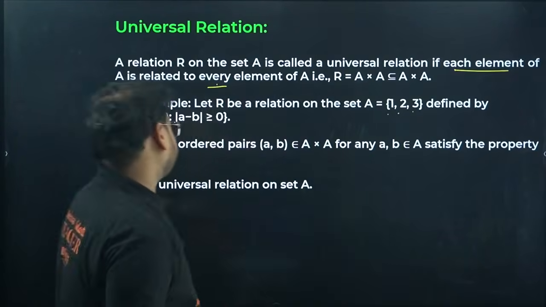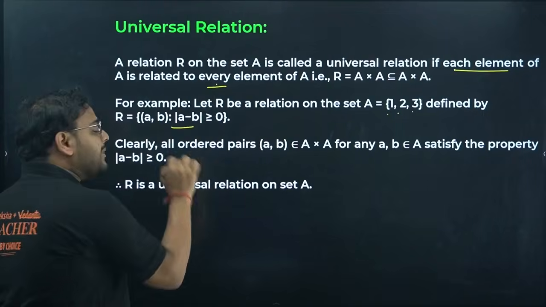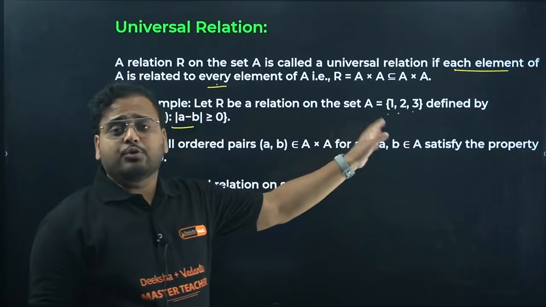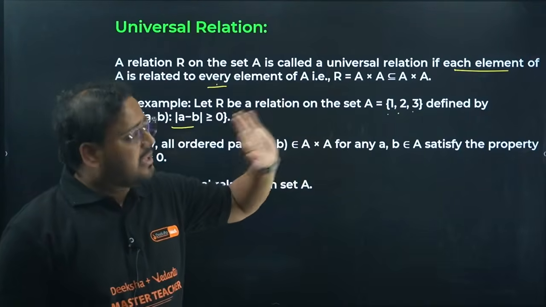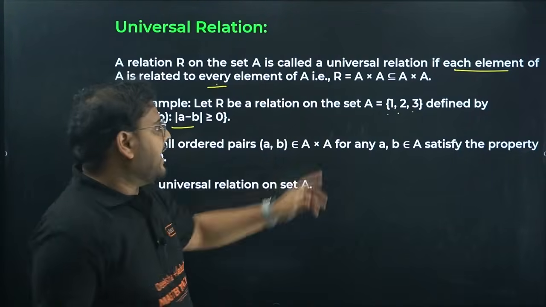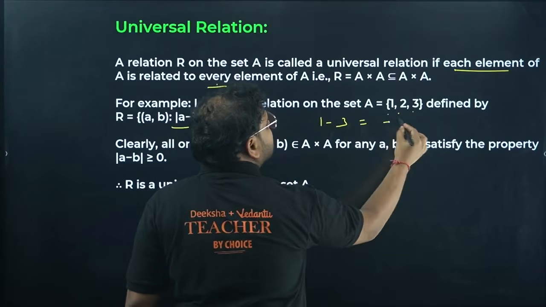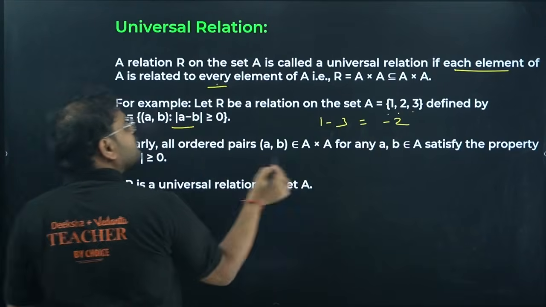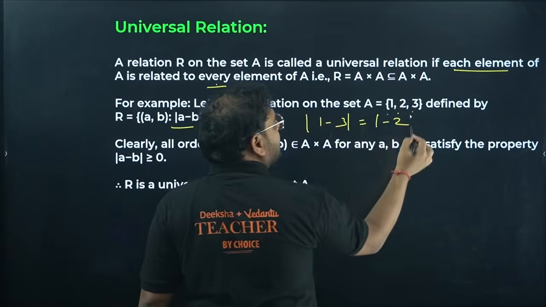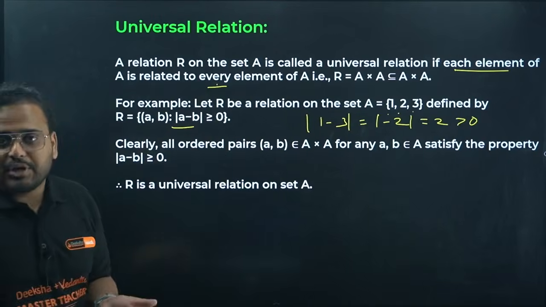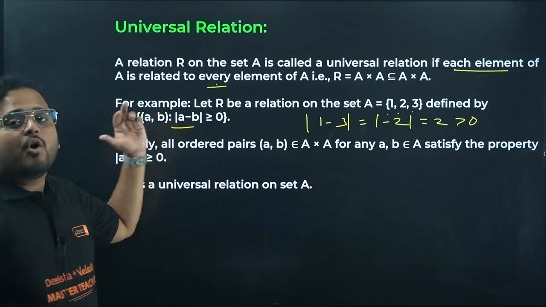For example, take the relation defined on the set {1, 2, 3}. What it says is |a - b| is more than or equal to 0. You take any combination, 1 and 2, 1 and 3, 3 and 2, 3 and 1. You can take any possible combination, and if you take the difference, you'll have 1 minus 3, so the answer is minus 2. What about the mod? We also have mod over here. Apply mod to this, so the answer is 2. Is 2 more than 0? Yes. So you take any combination, the given relation is always true.